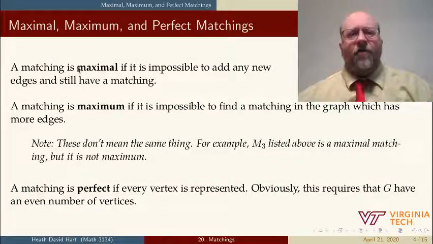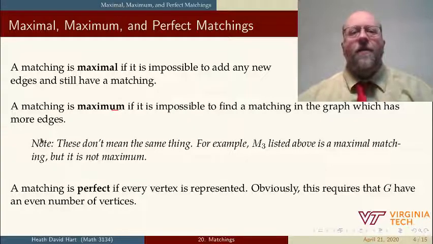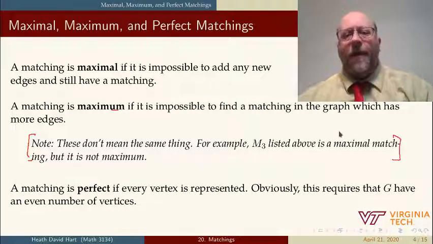A couple of definitions. These two are similar, so I want to clarify the difference between these two. A matching is maximal if we cannot add any new edges and still have a matching. And a matching is maximum if it is impossible to find a matching in the graph that has more edges. These don't mean the same thing. Let's go back to the previous slide and show you what I mean.